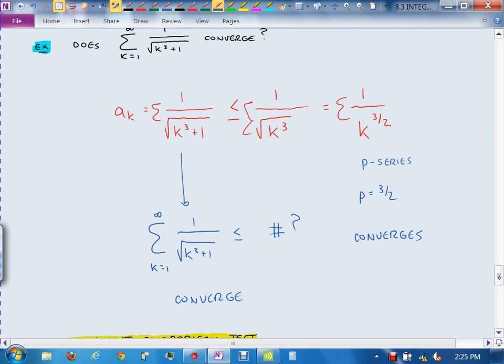I had a problem I wanted to do earlier, but I forgot to write it down. Let me see if I can remember what it was. Sum k equals 1 to infinity of 1 over k times k plus 1. Oh, we did this one already, right? We've done something similar to this. This was telescopic. All right, so this is what we did last class.